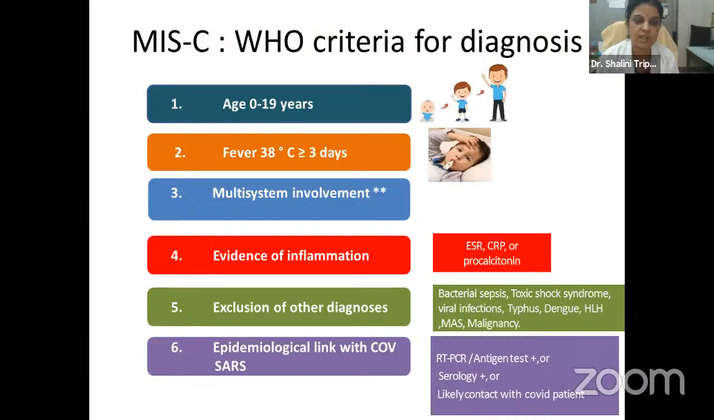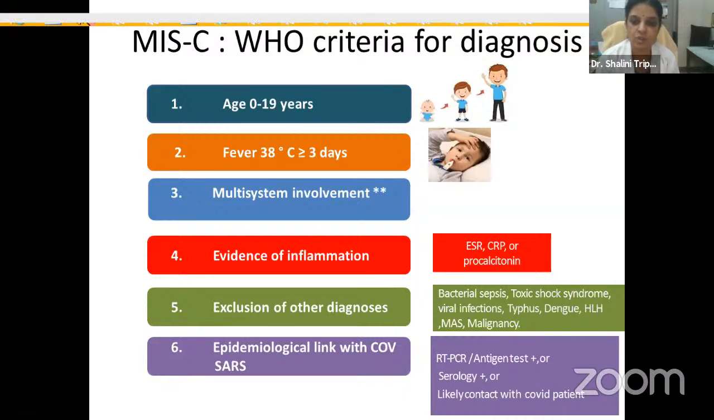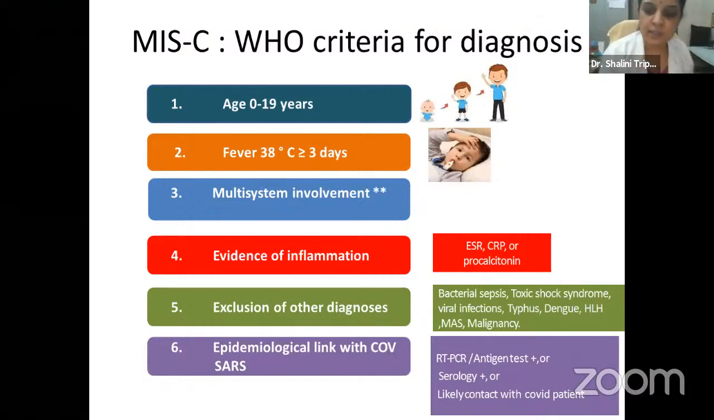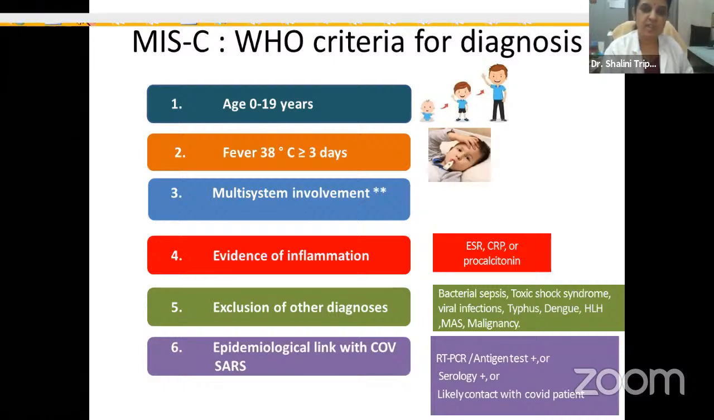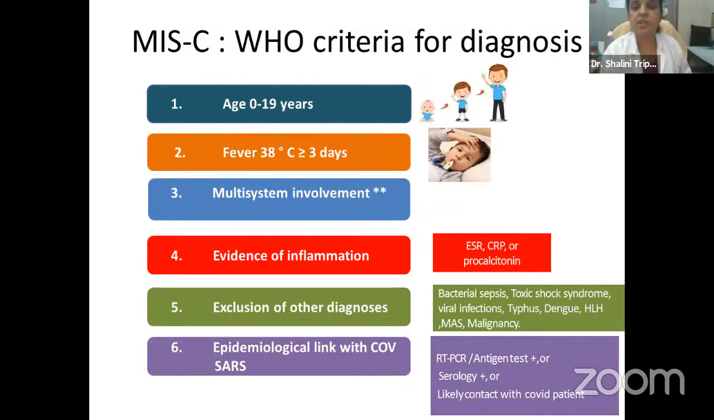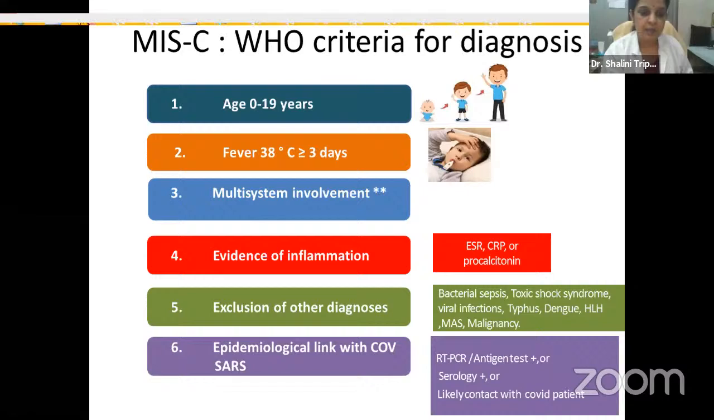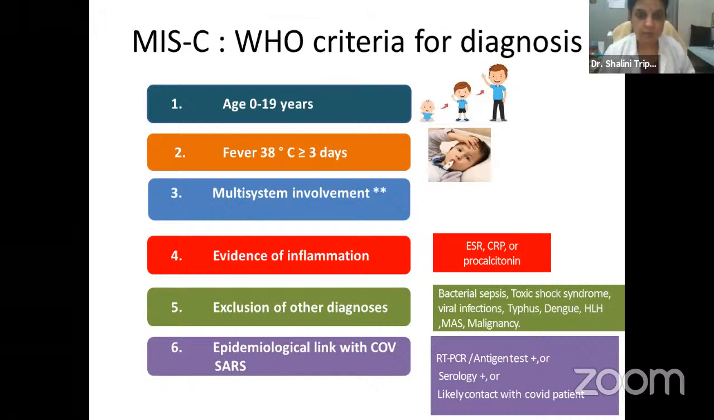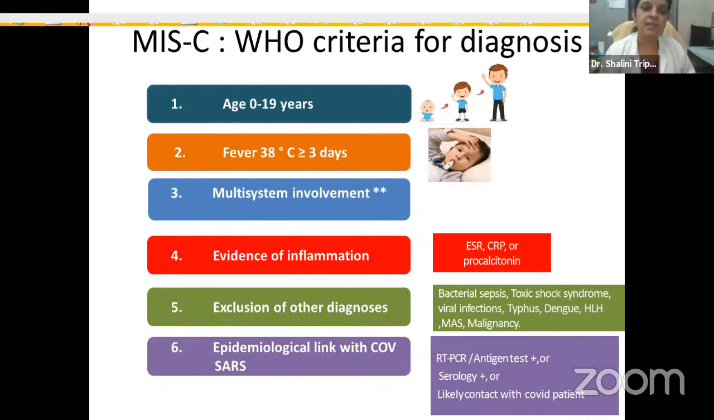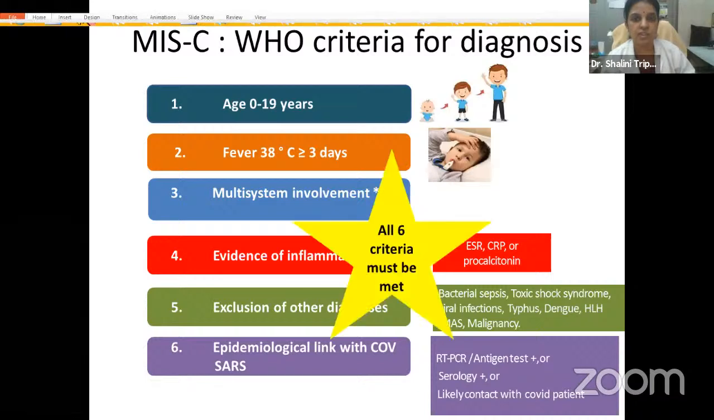Then the epidemiological link with COVID virus: in terms of RT-PCR or antigen positive, or serology positive, or contact with a COVID positive patient. Even that is sufficient evidence to have an epidemiological link with the COVID virus. So we should have all the 6 points fulfilled to make the diagnosis of multi-system inflammatory syndrome in children.